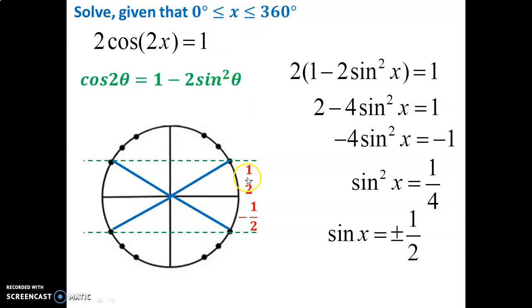What are those angles? Well, if we see a half here, then this angle must be 30. So our angles are 30, 150, 210, and 330. These should look very familiar now. They are the same 4 angles we got when we looked at this problem the other 2 ways.